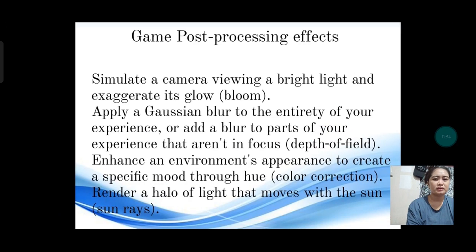You can simulate a camera viewing a bright light and exaggerate its glow or bloom. Apply a Gaussian blur to the entirety of your experience or add a blur to parts of your experience that are not in focus, the depth of field. Enhance an environment's appearance to create a specific mood through color correction, or render a halo of light that moves with the sun, the sun rays.